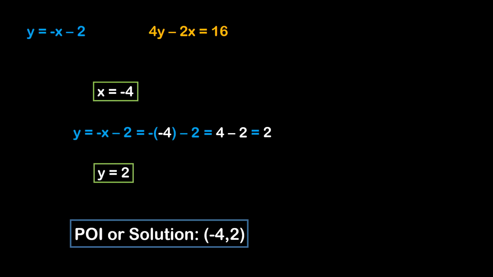And if you were to graph these two equations, you would indeed find that they would intersect at the point (negative 4, 2). So that's all I want to go over for this video. In the next video, we'll go over another technique that can be used to solve systems of linear equations. And that technique is called elimination.